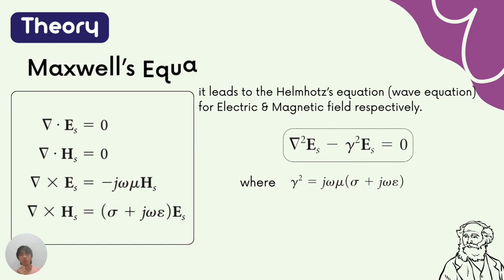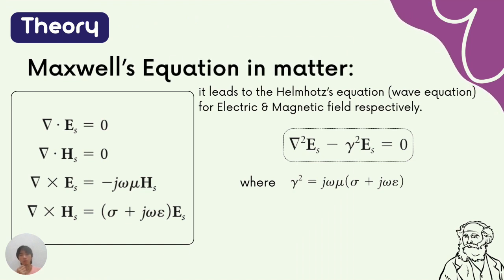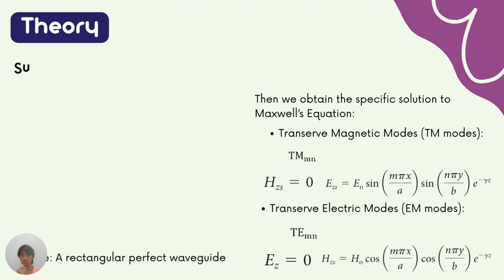And next, about the theoretical part of waveguides. We know the waveguide behavior is governed by Maxwell's equations in matter. These equations describe how the electric and magnetic fields propagate through the waveguide. By solving these equations, we will know the general solution for electromagnetic wave propagation. I need to mention here that the gamma square from the wave equation is defined by the waveguide parameters, which are mu, sigma, and epsilon.